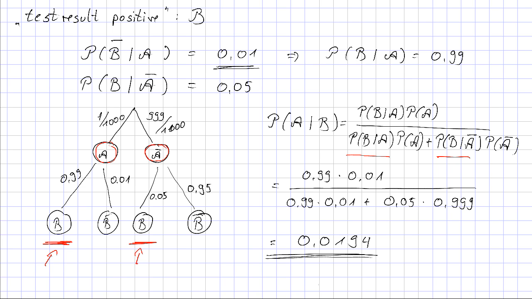So even though you had a positive test result, the actual chance that you are carrying the disease is only about 2%. Yeah? Because of the relative high probability of the tests to return a false result.